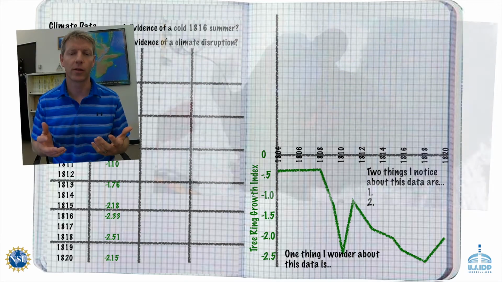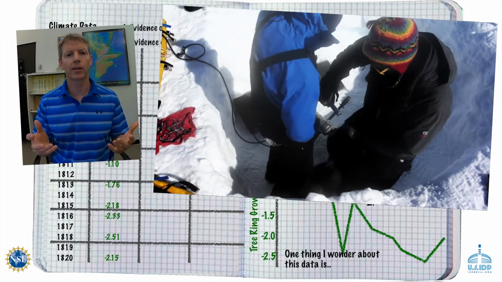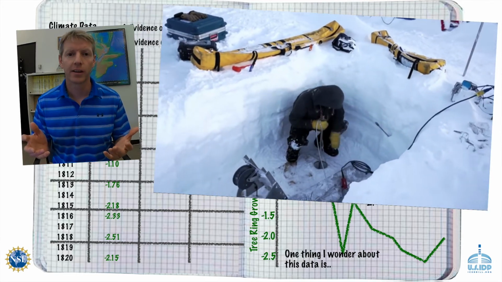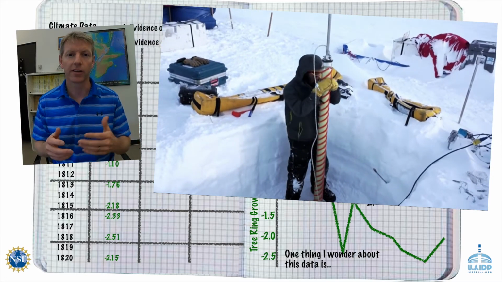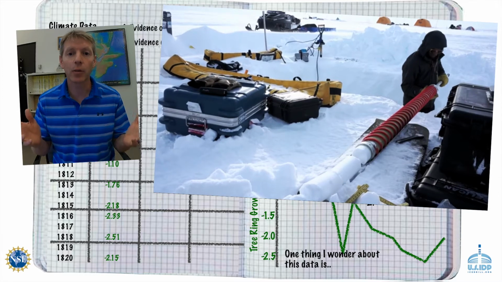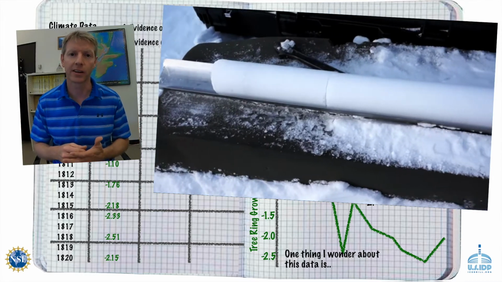So let's talk about what an ice core is and how we actually go and collect them. An ice core is just a long tube of ice that we collect from a glacier, so either Greenland or Antarctica or the top of a really high mountain. Basically anywhere that we have glaciers today in the world is a place where you could potentially collect an ice core.